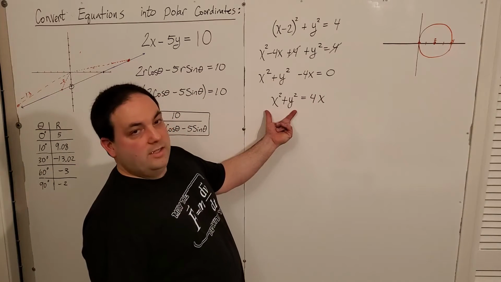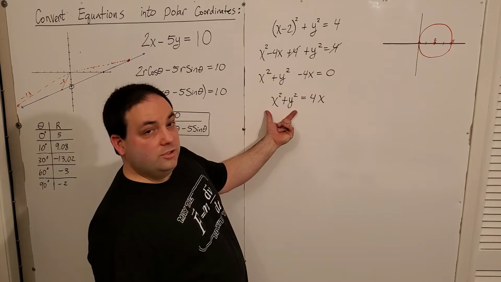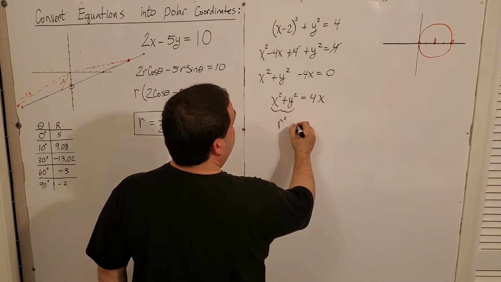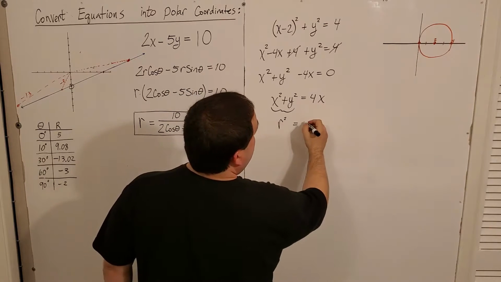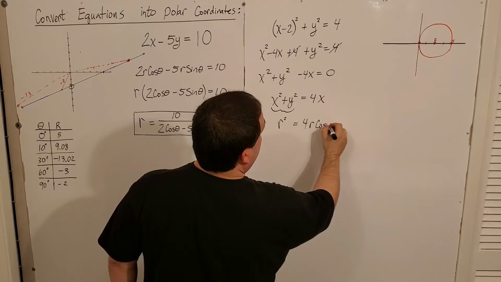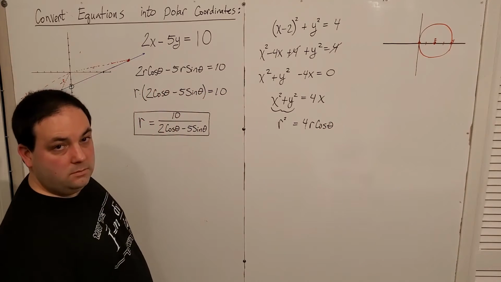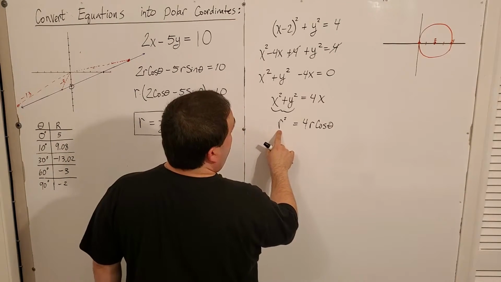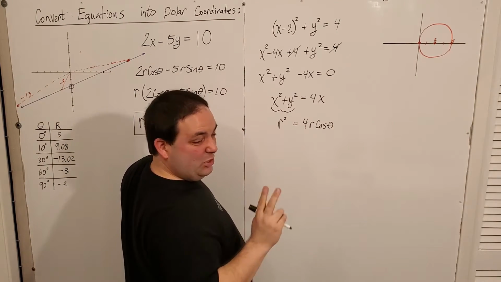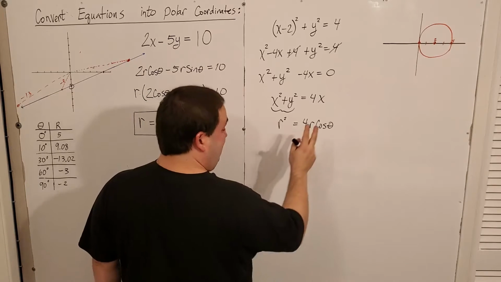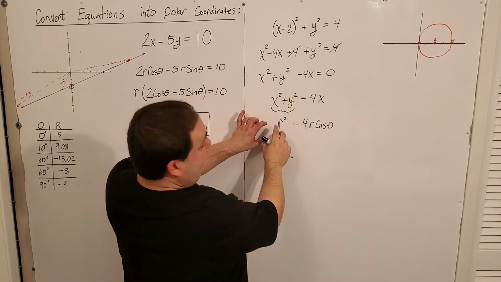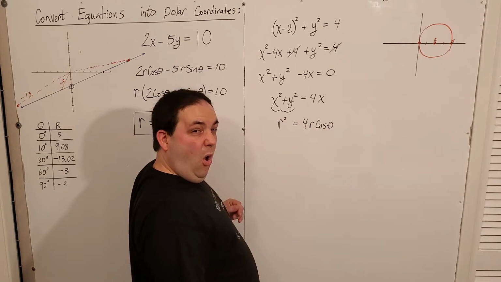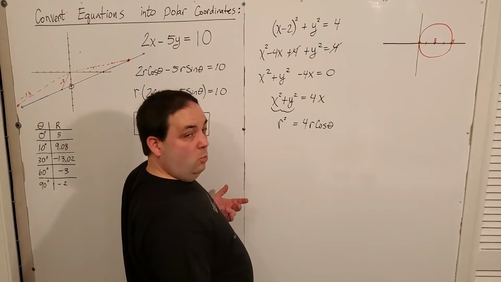X squared plus y squared is one of your conversions, right? X squared plus y squared is r squared. And then x is r cosine theta. To finish out solving for r, what I'm going to do is divide both sides by r. Technically, you shouldn't do that because you might divide by 0. Technically, what we should do is move this back over, factor the r out, solve each separate equation. But you get r equals 0 as one of your solutions, which is not possible.